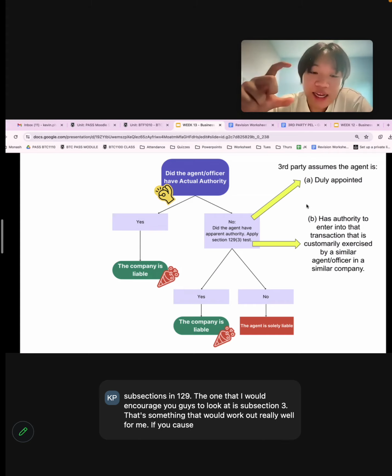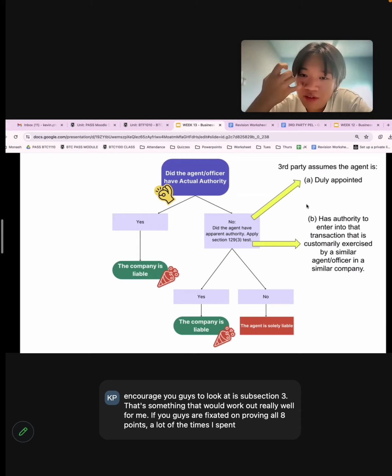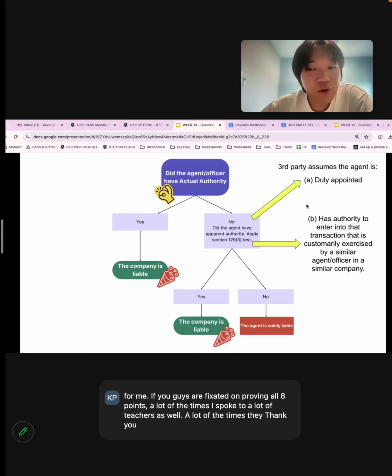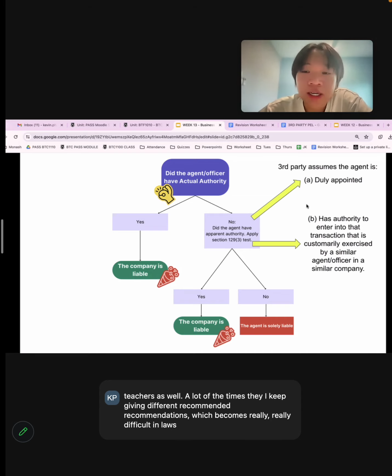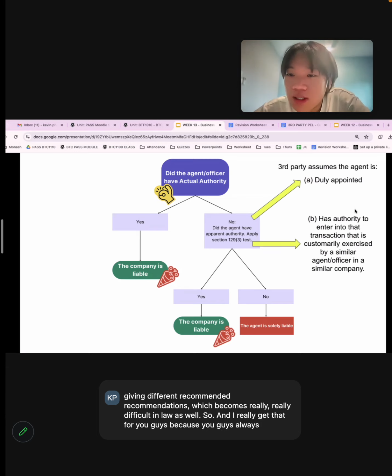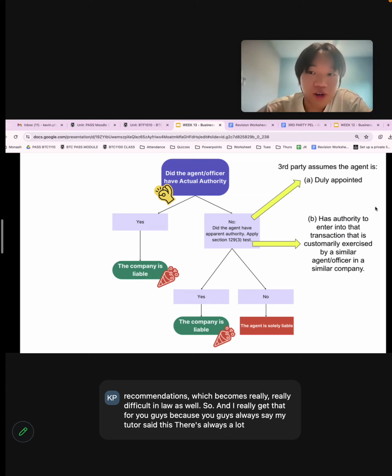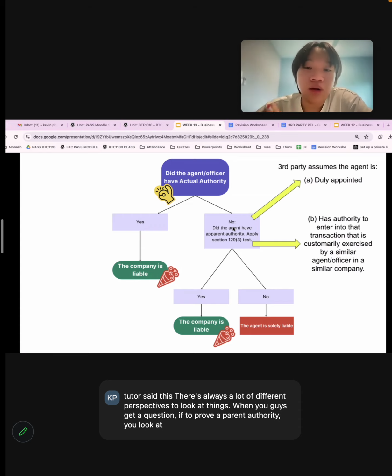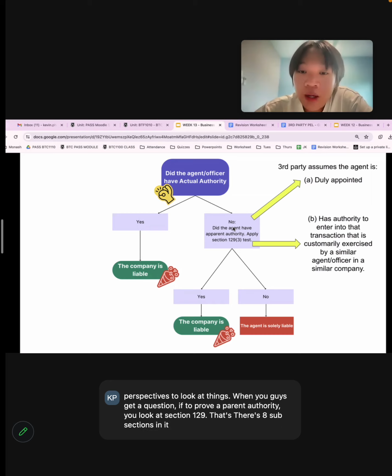If you guys are fixated on proving all 8 points, a lot of the time I spoke to a lot of teachers as well, and they keep giving different recommendations, which becomes really difficult in law. I really get that, because you guys always say, my tutor said this. There's always a lot of different perspectives to look at things. When you get a question, to prove apparent authority, you look at section 129. There are 8 subsections in it.